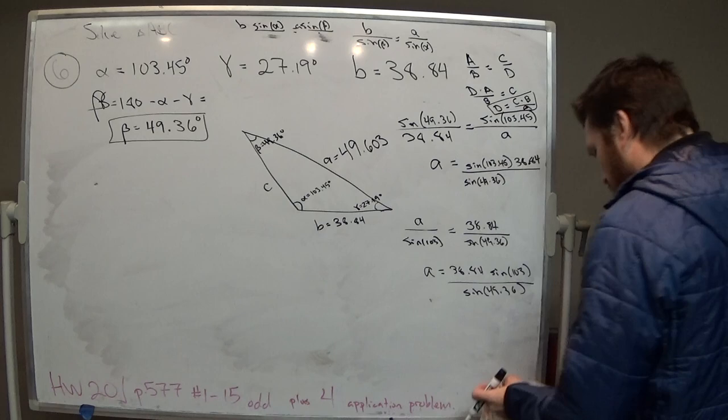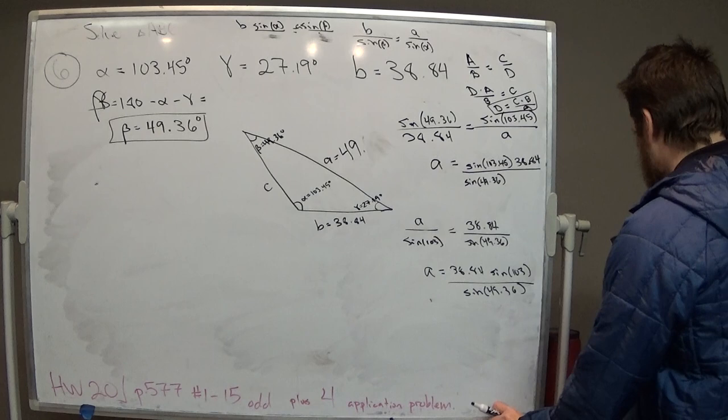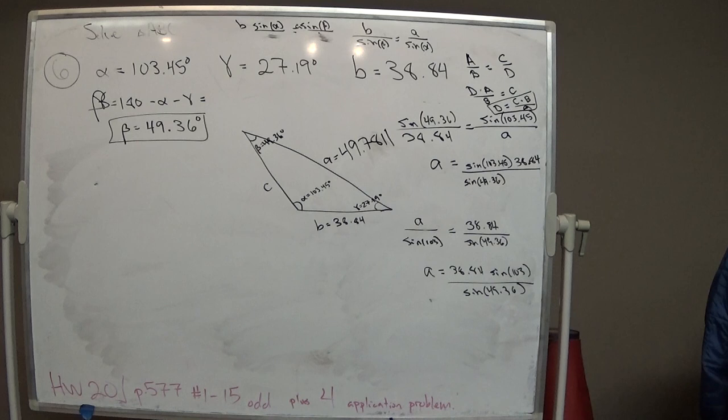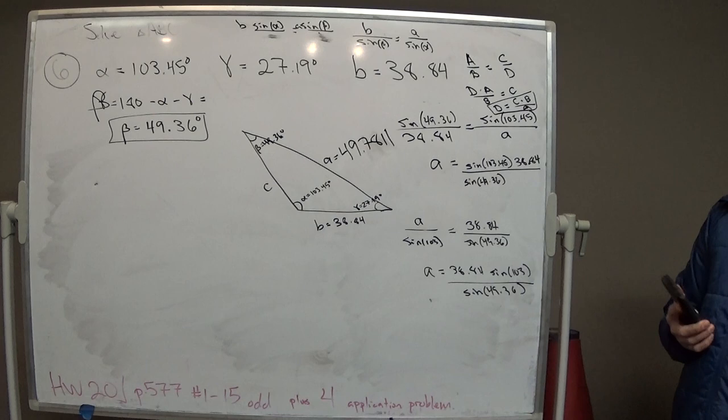Good. Okay, excellent. So 49.78, and I'm gonna keep more digits than I think I need. I urge that you do the same thing. Okay? Now there's only one more unknown down there, and it's C.